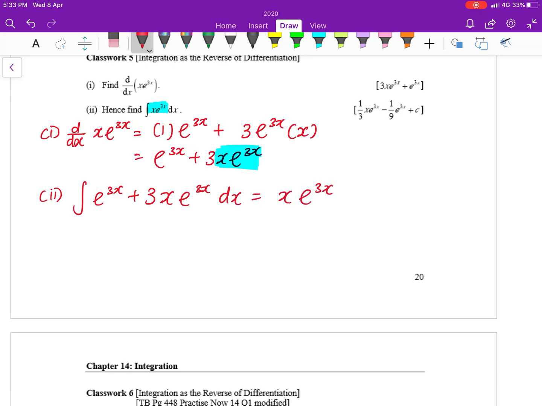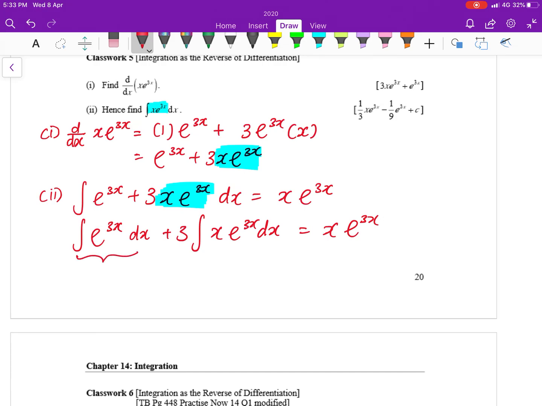for me to get this, and I will stay focused on this. The rest I will integrate and bring over to the other side. So I break this up. When you break them up, you need to write individual integration signs and a dx. Then the 3, I will leave it outside. 3 integrate x e3x dx equals to x e3x.